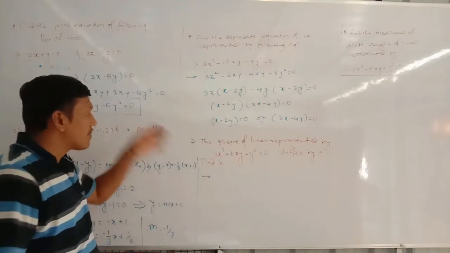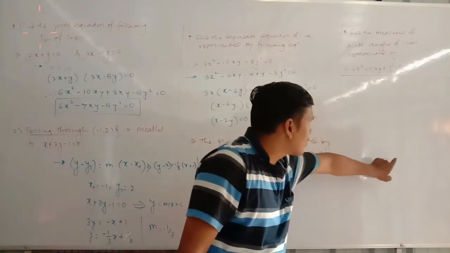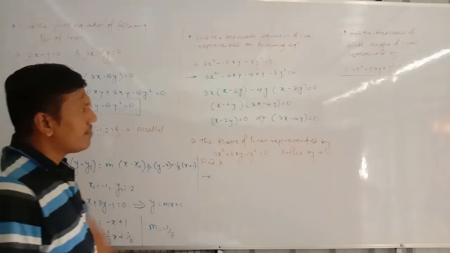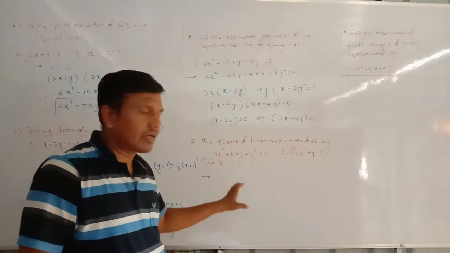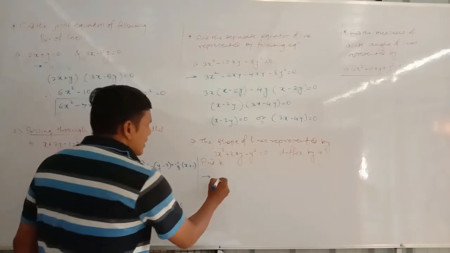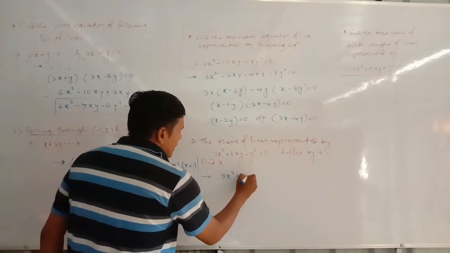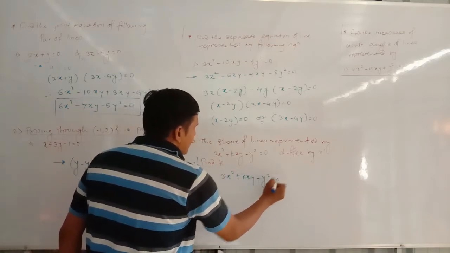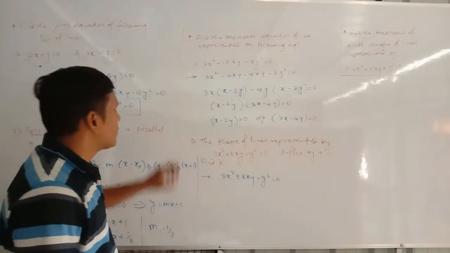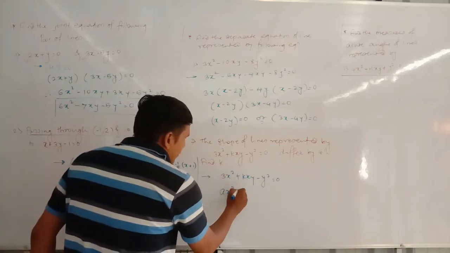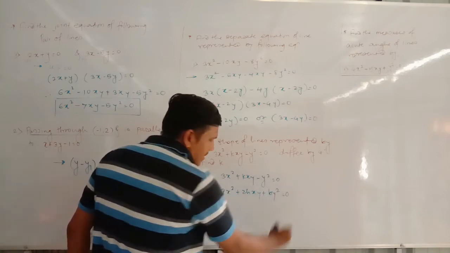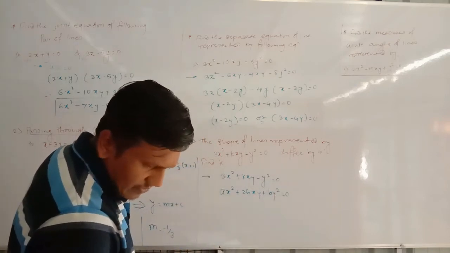The important part, already written initially: m1 + m2 = -2h/b and m1 m2 = a/b. These two are helpful to calculate these values. Basically 3x² + kxy - y² = 0 is the combined equation of the lines. The actual form of the combined equation of lines is ax² + 2hxy + by² = 0.